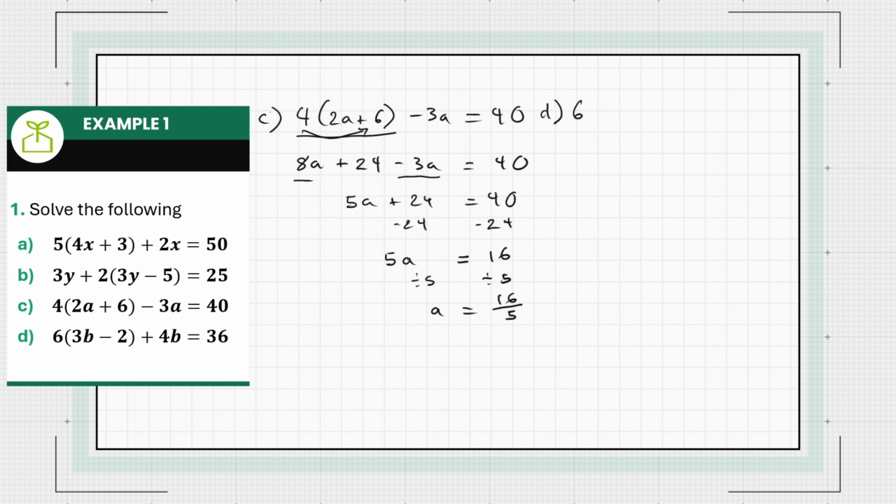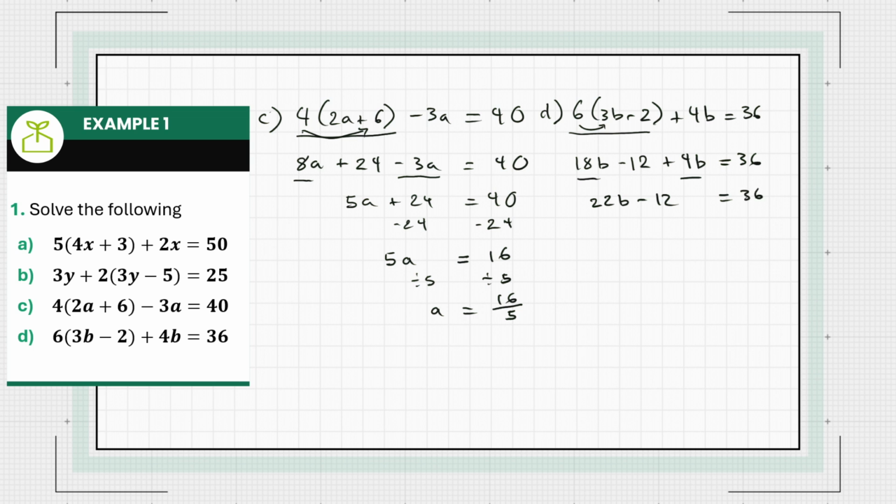For D, we have 6 bracket 3b minus 2, plus 4b, is equal to 36. Now we need to expand this, so 6 times 3b is going to be 18b, and then 6 times negative 2 is going to be minus 12, plus 4b is equal to 36. Now we need to simplify. These are both like terms, so we can do 22b minus 12 is equal to 36.